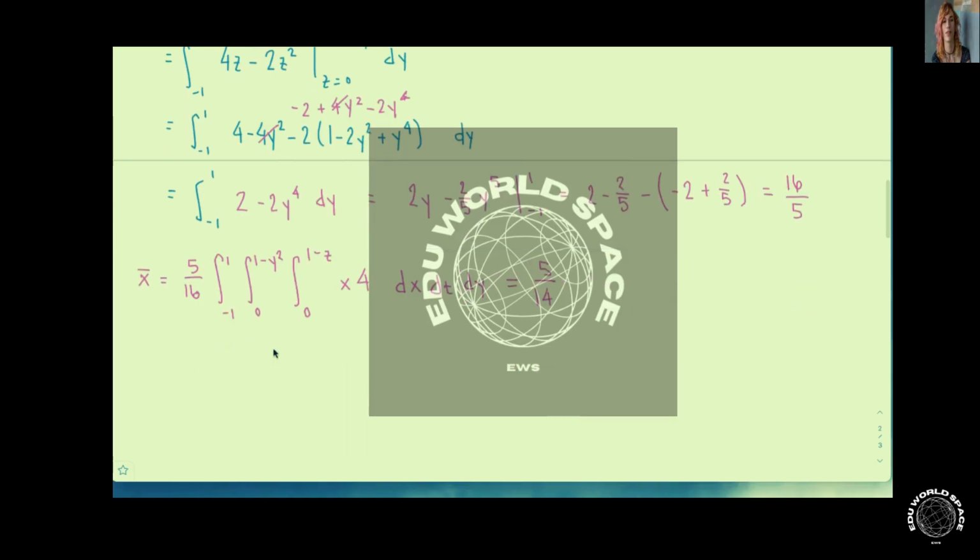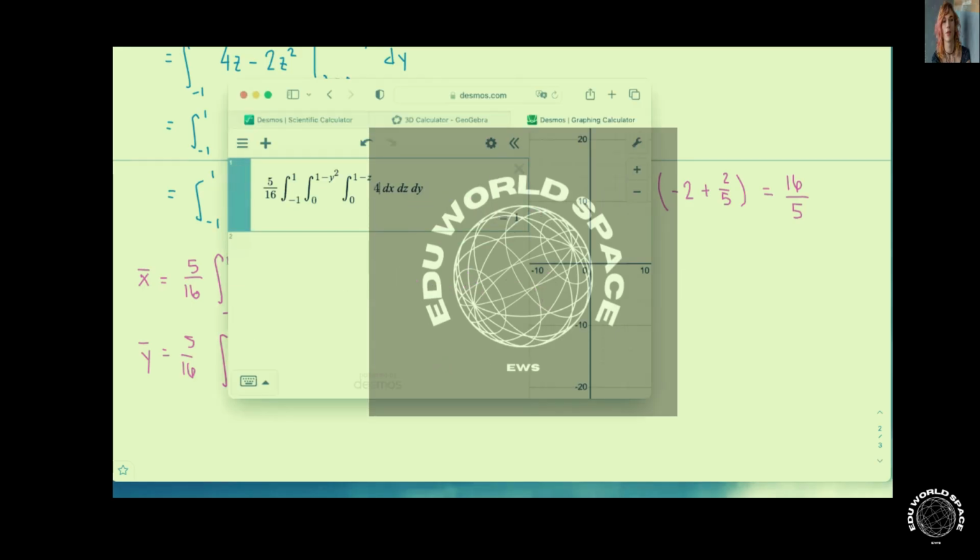We're going to do the same thing for y. 1 over the mass, integral over the solid of y times the density. We get 0.